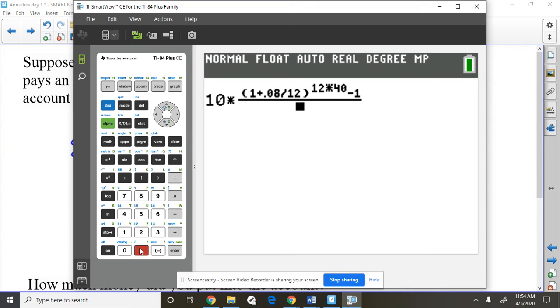Then in the denominator, I have 0.08 over 12. You can also use the fraction bar for that, but it's not necessary. But using the one large fraction bar here is really advantageous as far as avoiding any errors.